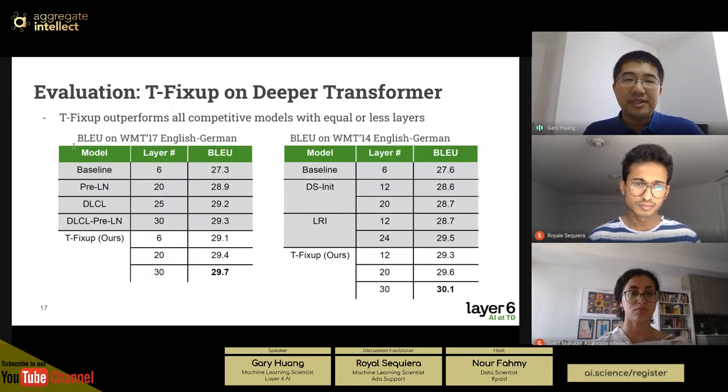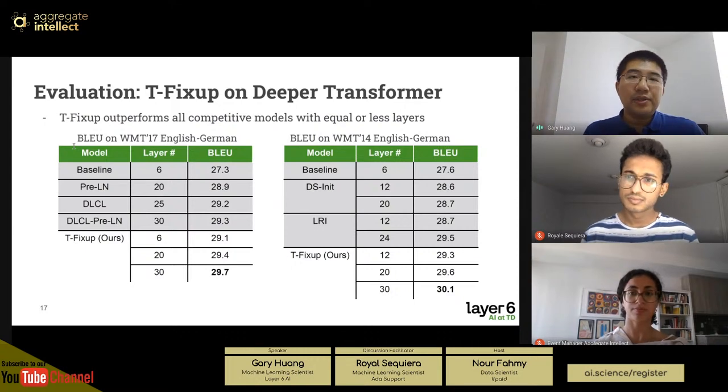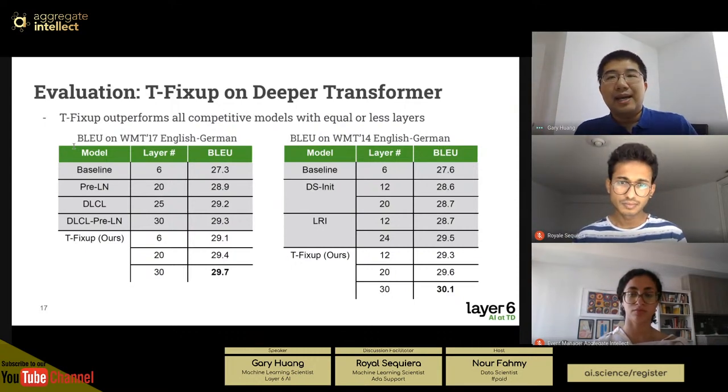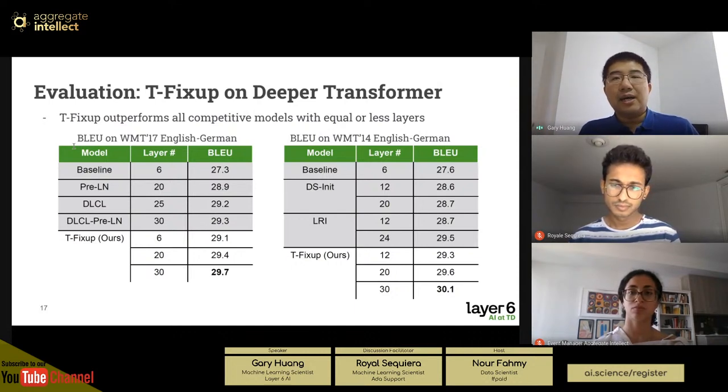To fairly compare to these previous methods, we trained on WMT-14 English to German dataset, as well as WMT-17 English to German dataset, with comparable numbers of layers in T-Fixup models. We first see that increase in depth does improve performance, as all deep models outperform the six-layer baseline by over 1 point. We also see that our T-Fixup models outperform all other models of comparable depth.